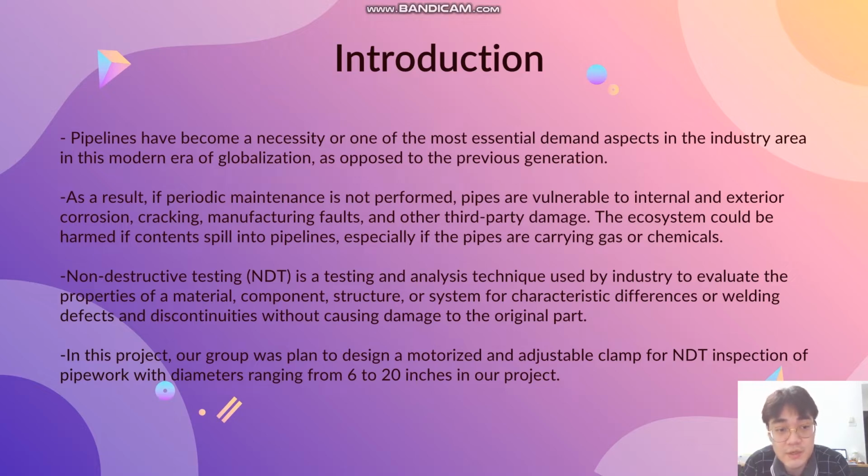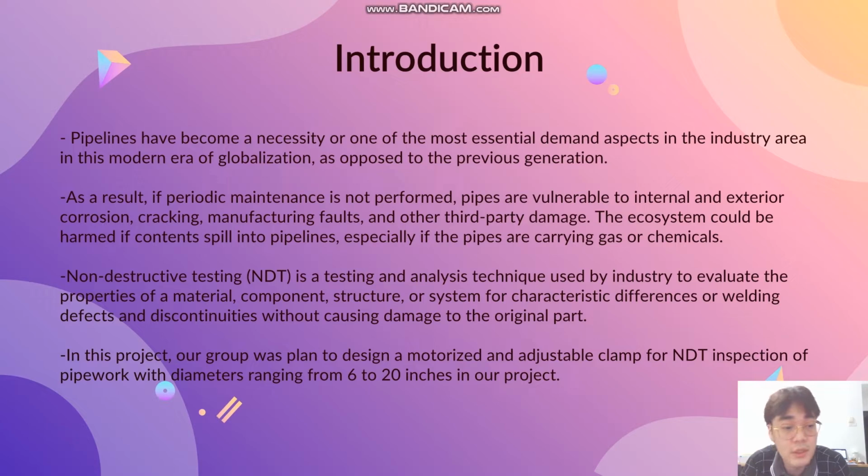As a result, if periodic maintenance is not performed, pipes are vulnerable to internal and external corrosion, cracking, manufacturing faults, and other third-party damage. The ecosystem could be harmed if contents spill from pipelines, especially if the pipes are carrying gas or chemicals. Non-destructive testing (NDT) is a testing and analysis technique used by industry to evaluate the properties of a material, component, structure, or system for the characteristic difference of welding defects and discontinuities without causing damage to the original part.